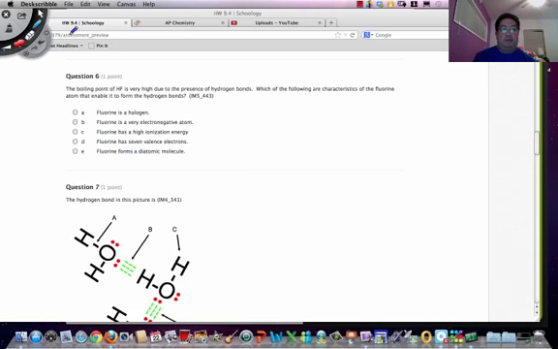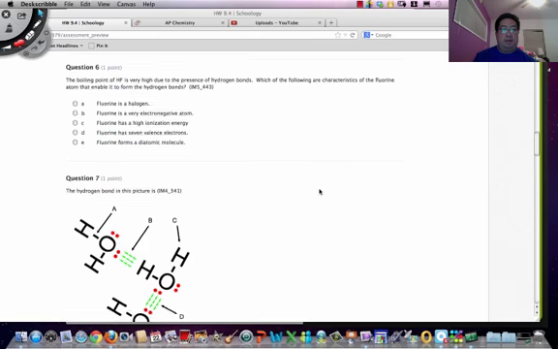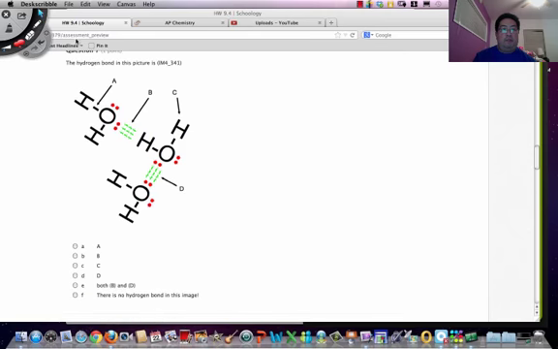Okay, let me scroll down to question 7. Here we have a figure and we have to identify the hydrogen bond. You remember an H bond is an intermolecular force, so it should be something that occurs between two different molecules.